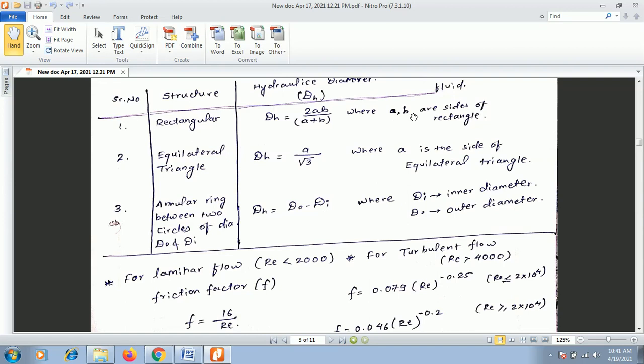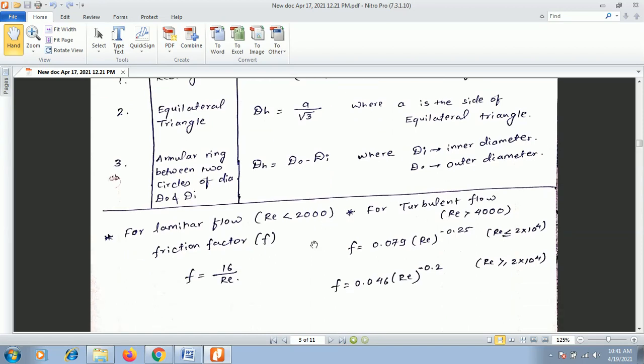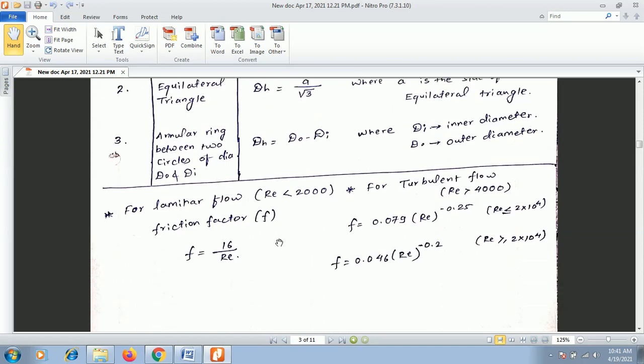So where a and b are the sides of the rectangle, a is the side of the equilateral triangle, and Di and Do are the outer and the inner diameter. For laminar flow, as you all know, there are two kinds of flow depending upon the Reynolds number, the value of the Reynolds number.